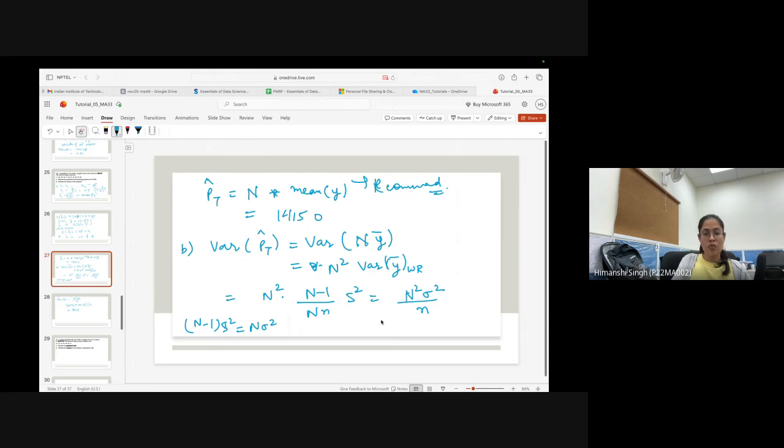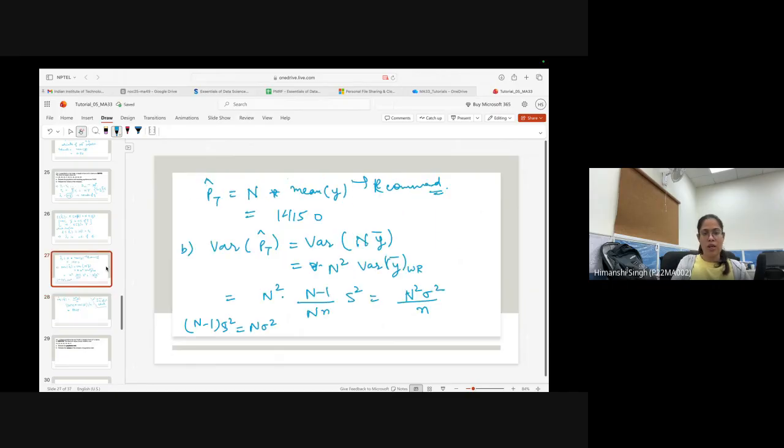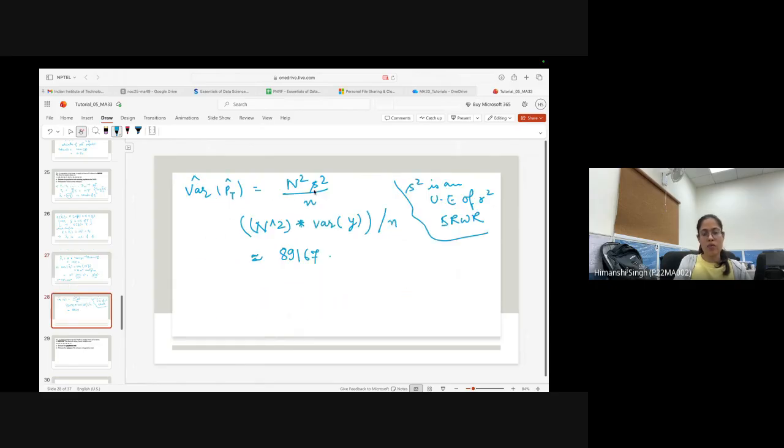But small s square is an unbiased estimator of sigma square under simple random sampling with replacement. This also we have studied. So in order to estimate this whole quantity, I can just replace sigma square by small s square. So I have used N square small s square by n as the estimate of the variance of PT hat. This formula is directly given, and in the class also this formula was given.